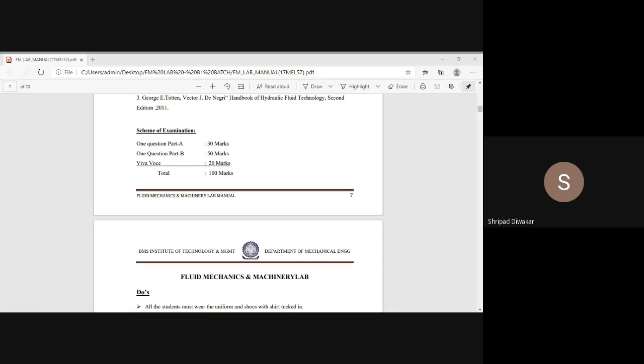Okay, so here major parts. This is your orifice meter. Okay, so what you are actually measuring is the rate of flow or discharge.